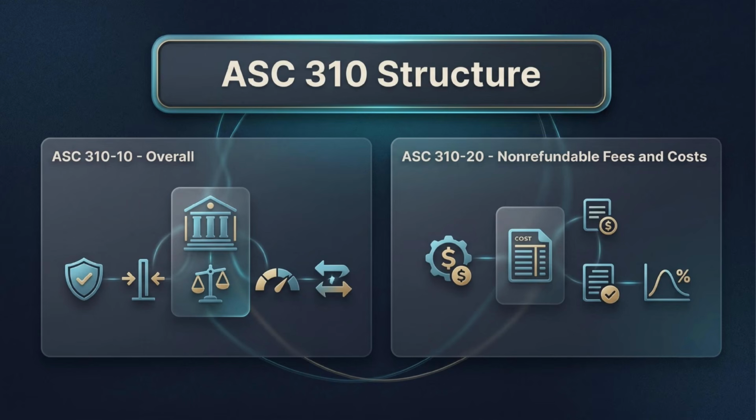ASC 310-10 is the overall subtopic. It gives us the main framework for scope, recognition, measurement, classification, and transfer links. ASC 310-20 focuses on non-refundable fees and costs such as loan origination fees, direct loan origination costs, commitment fees, and yield adjustments. So the first subtopic tells us what receivable we are dealing with. The second explains how certain fees and costs affect income over the life of the instrument.